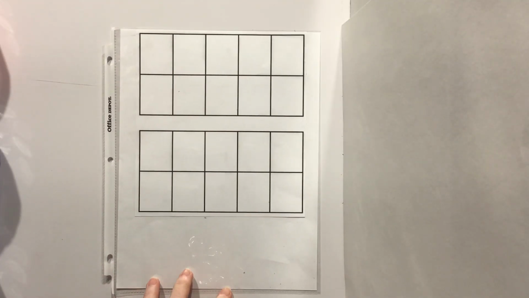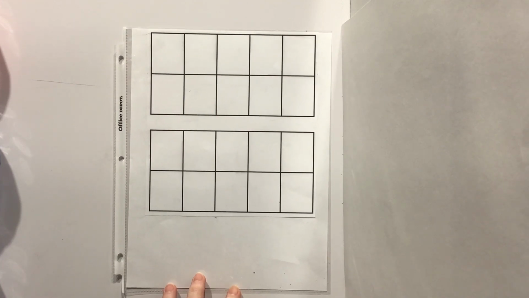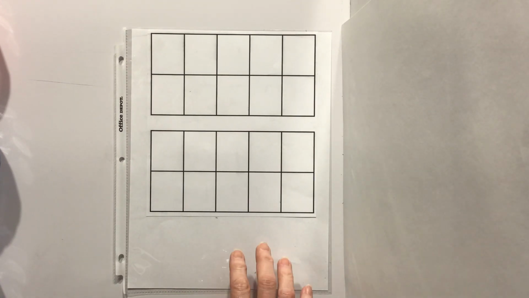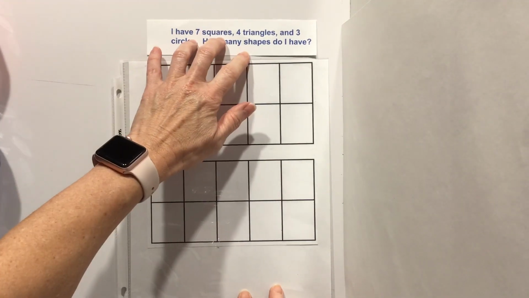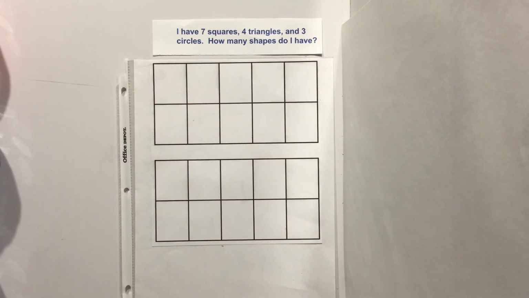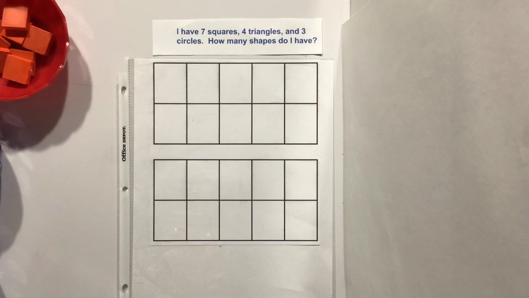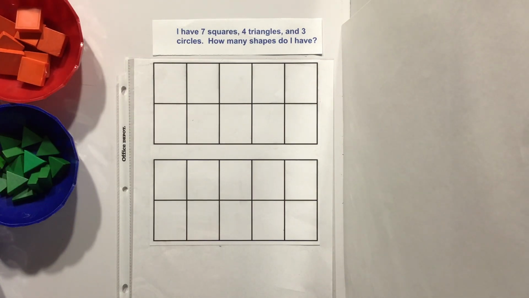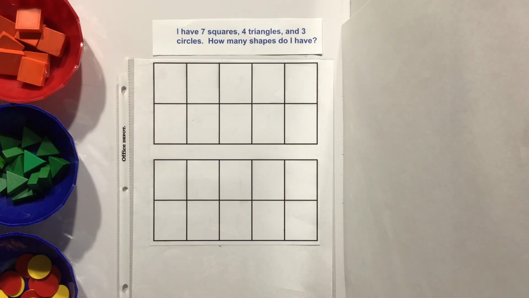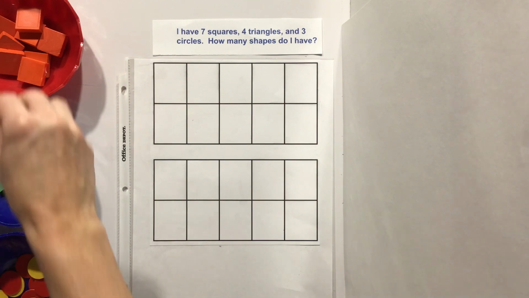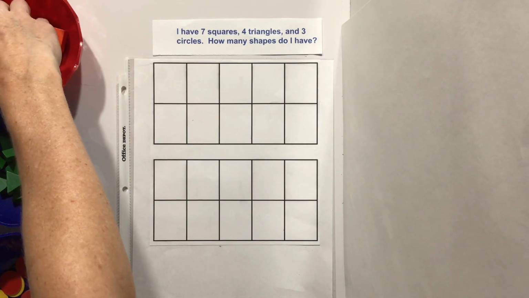The 10 frame is a great tool to begin with, especially with using the make a 10 strategy. So simply provide a problem something like this. I have 7 squares, 4 triangles, and 3 circles. How many shapes do I have? We want to begin with the concrete objects, and in this case you can actually have the objects in the problem, which is what some students might need at the beginning.